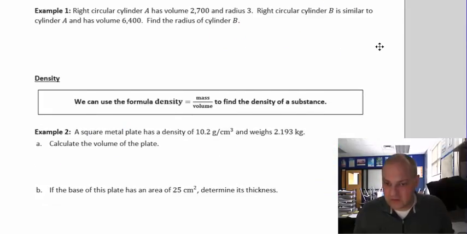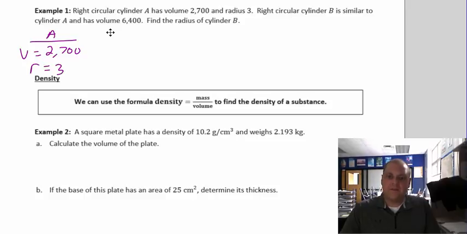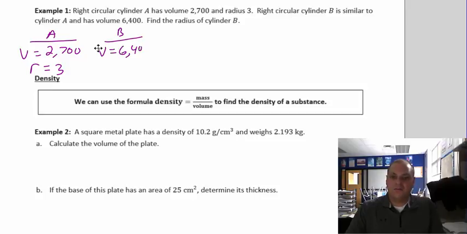All right, couple examples here, and then we'll be done with this lesson. A right circular cylinder A has volume of 2,700 and radius of 3. Right circular cylinder B is similar to cylinder A and has a volume of 6,400. Find the radius of cylinder B. So we have cylinder A, where, I like to write out my information, the volume is 2,700, and the radius is 3. And then for cylinder B, my volume is 6,400, and my radius is unknown.